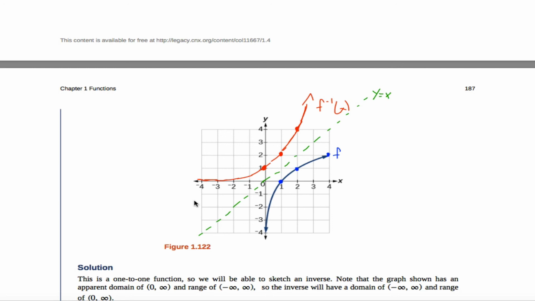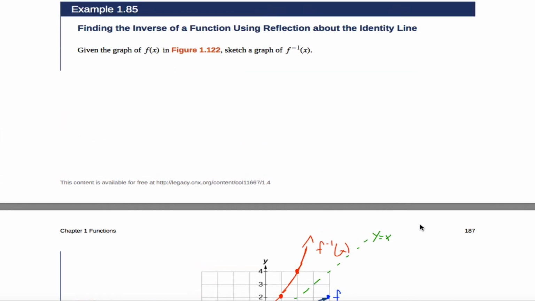Really, those two things I described are equivalent. If you take this point and flip it over, it lands right here. You take this point and flip it over, it lands right here. Take this point and flip it over, it lands right here. It's the same thing I did when I switched the x and y outputs. It's just a more geometric way of thinking about things. So there's a couple different ways you can think about this example.